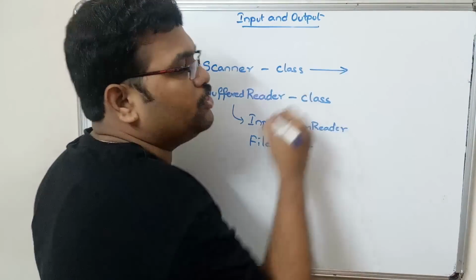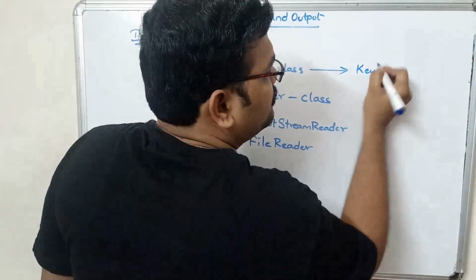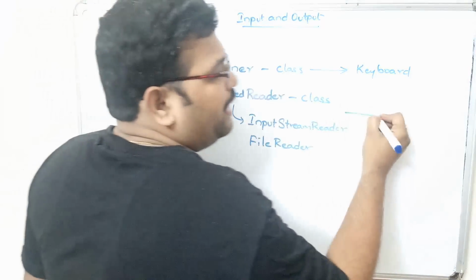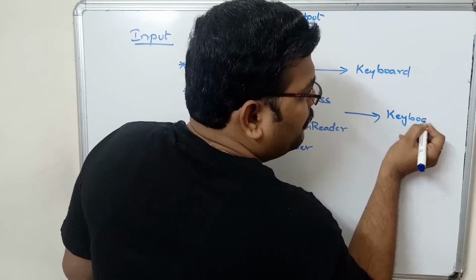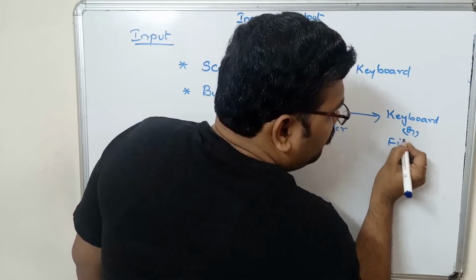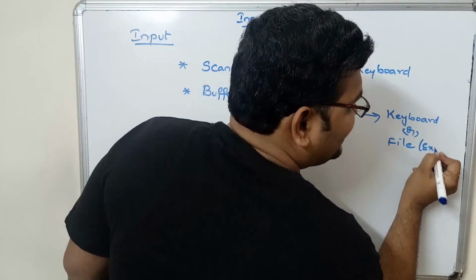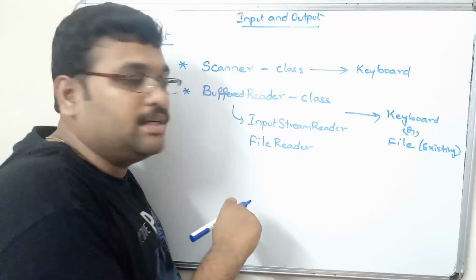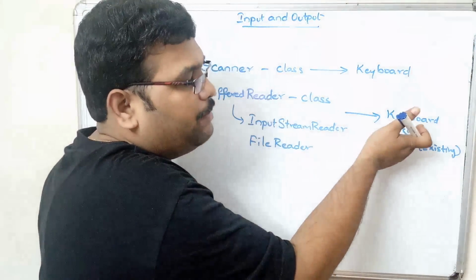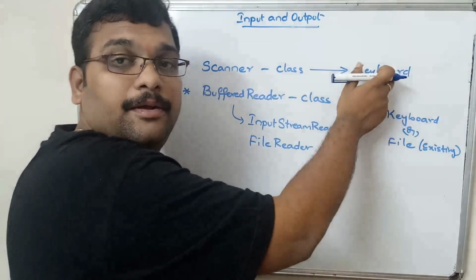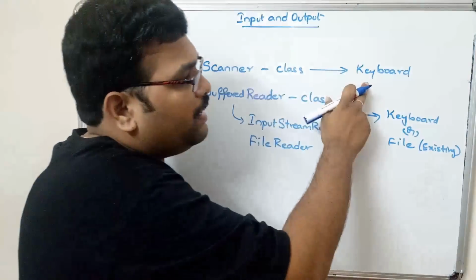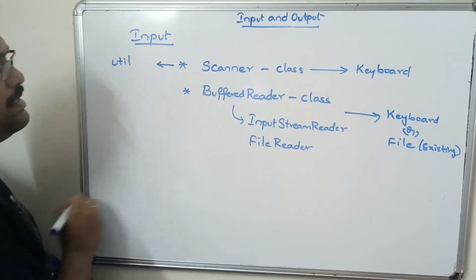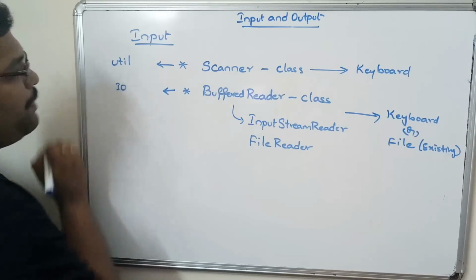One is by using the Scanner class, another is by using the BufferedReader class, right? The Scanner class is used to read the data from the keyboard. By using the BufferedReader, we can read the input either from the keyboard or from a file, and it should be an already existing file. Remember the files concept in our C language. So we can read the data from an existing file or from the keyboard. But the Scanner class is used to read the data from the keyboard itself. Scanner is available in the util package, and BufferedReader is available in the IO package.